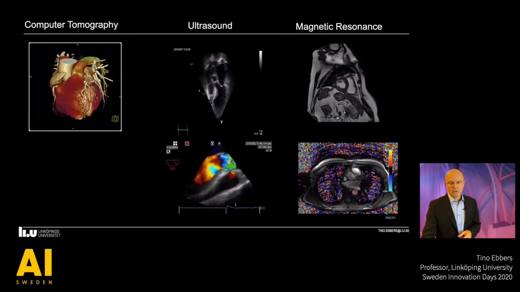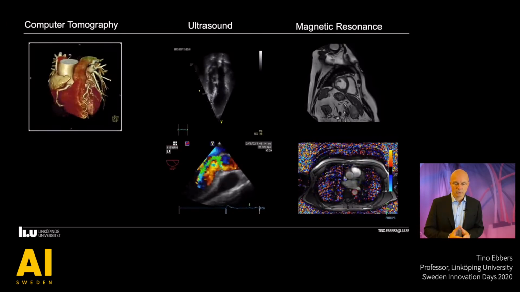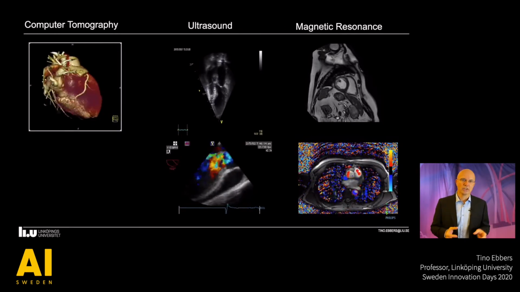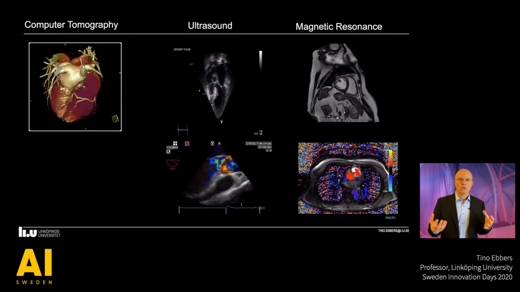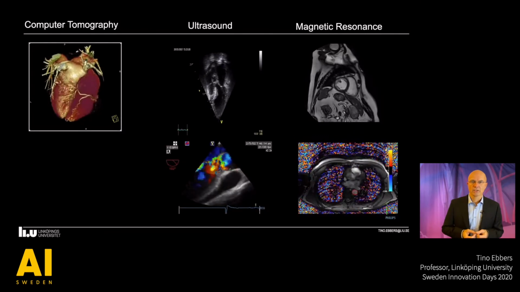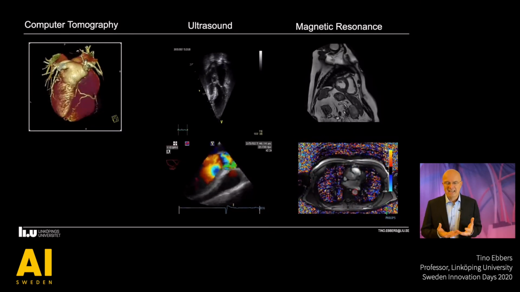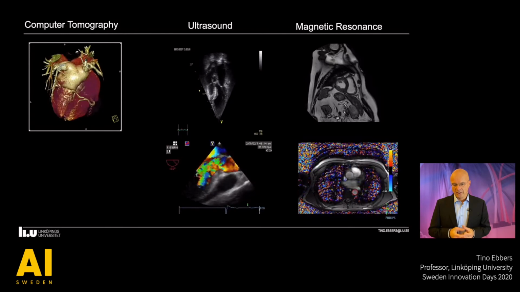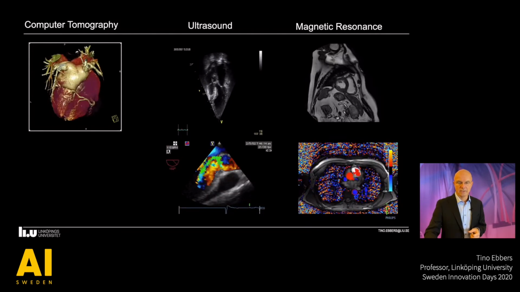But lately we also more and more use functional imaging, so we image function, so that can be blood flow, the contraction of the heart muscle, that kind of stuff, because that's very important for the assessment of cardiovascular diseases of the heart and the vessels.